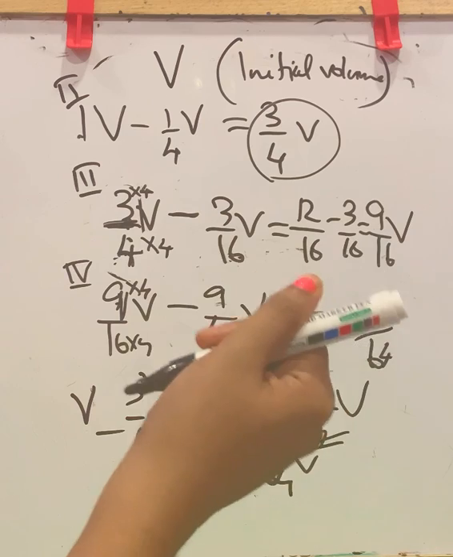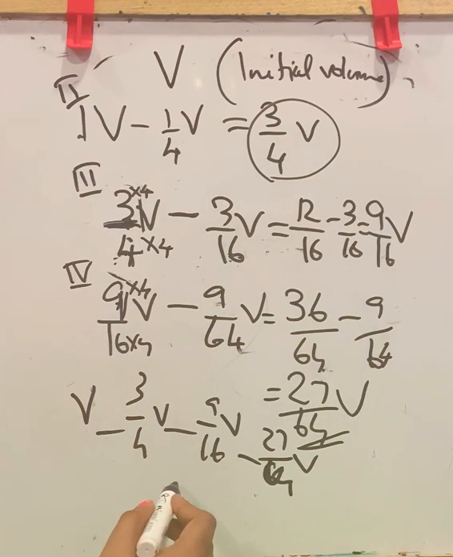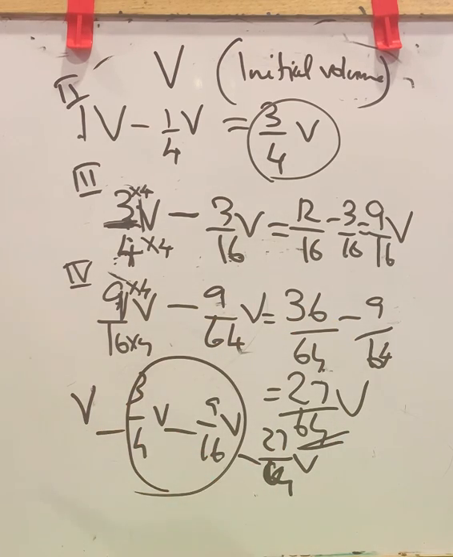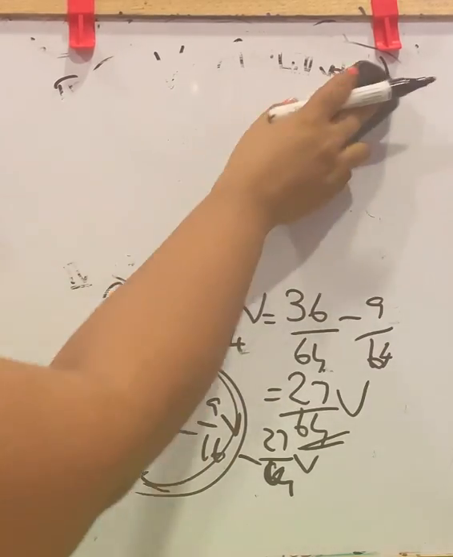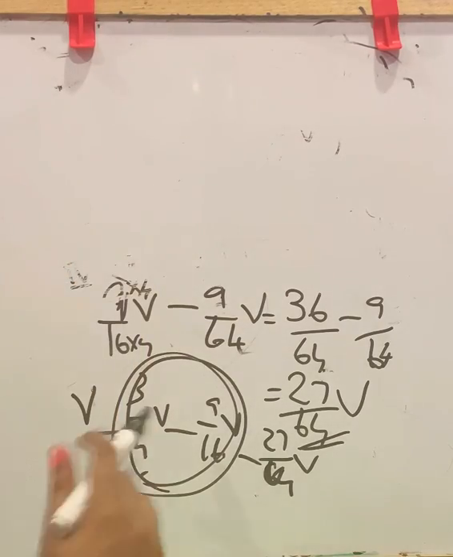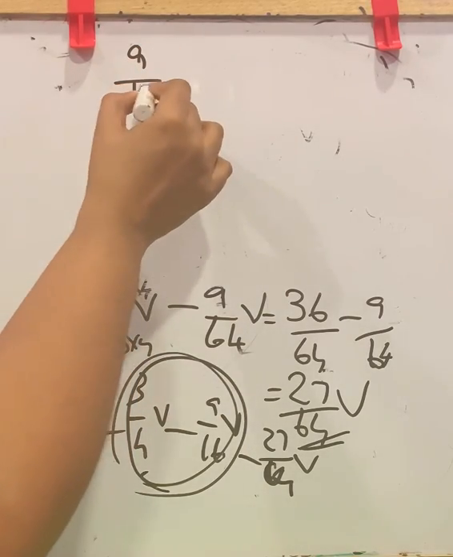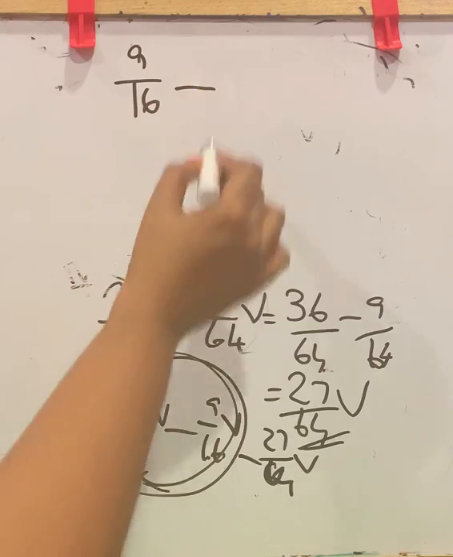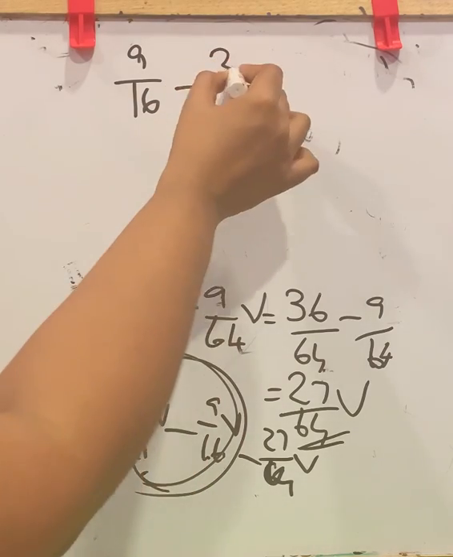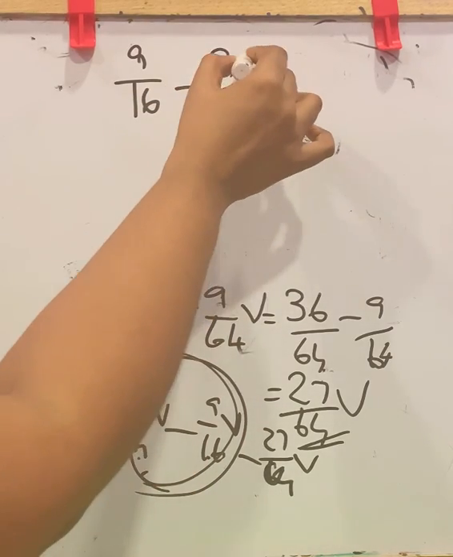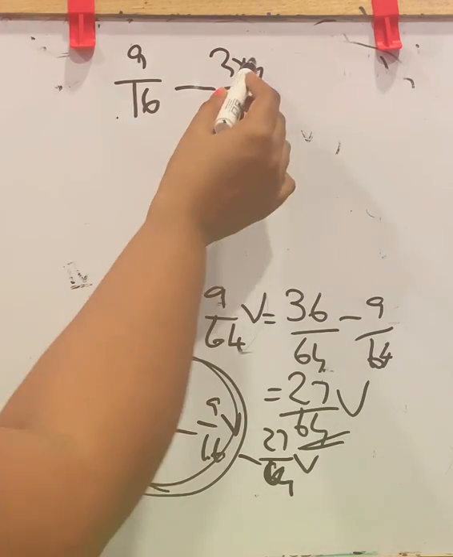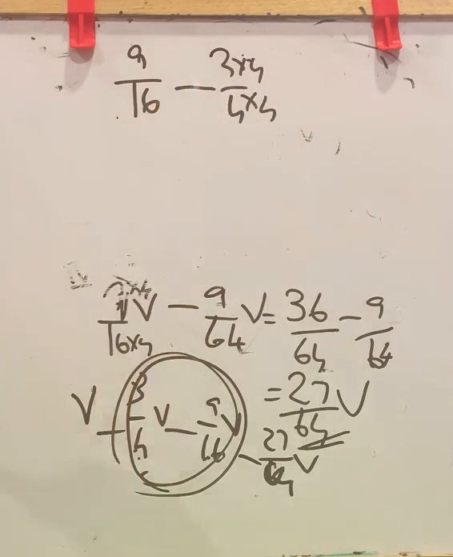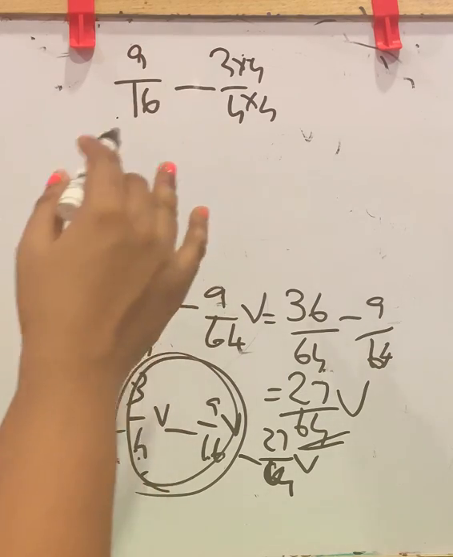Do you know how to find a common difference? You have to subtract two consecutive values. Let us subtract this first to check whether the common difference is the same or not. This is 9 by 16, the preceding one, minus this term 3 by 4. This is into 4. Here also into 4, because we need to make the denominator the same. So, don't forget to multiply in the numerator also. Otherwise, the balance will not be there.